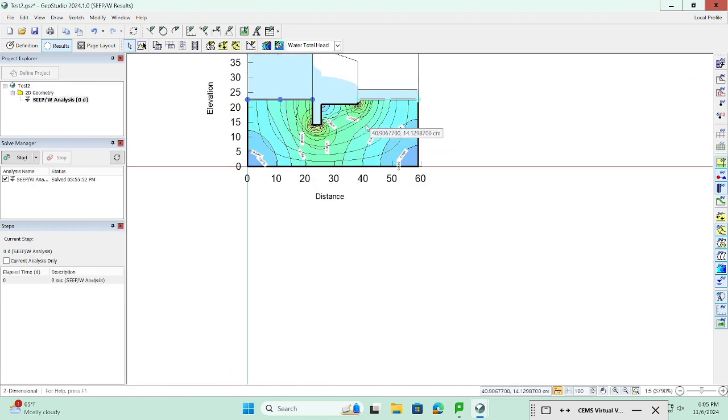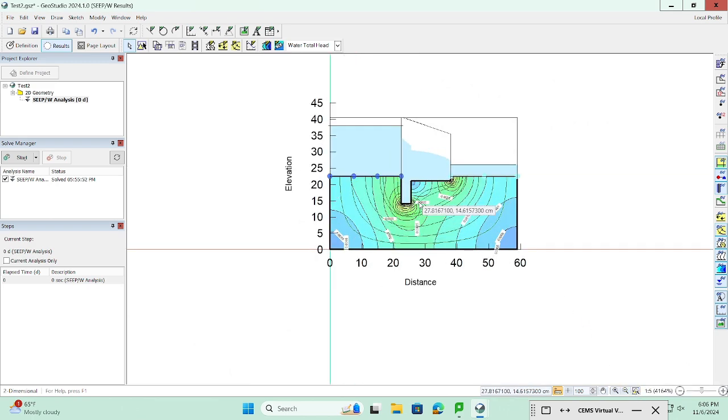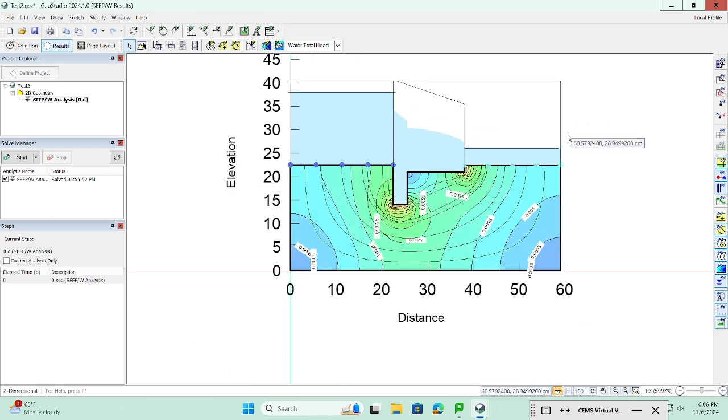So I hope this video is going to help you understand how to draw the physical model in SeepW and use centimeter instead of meter, and change the grid spacing and all these things. So yeah, that's everything I have for today.